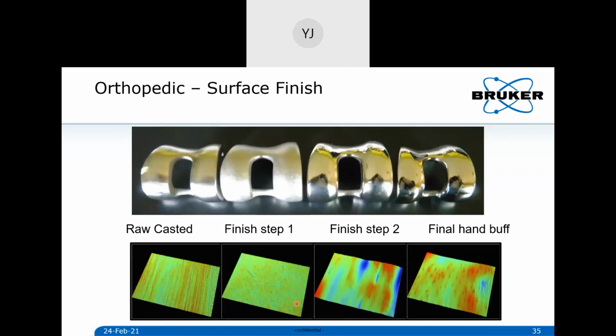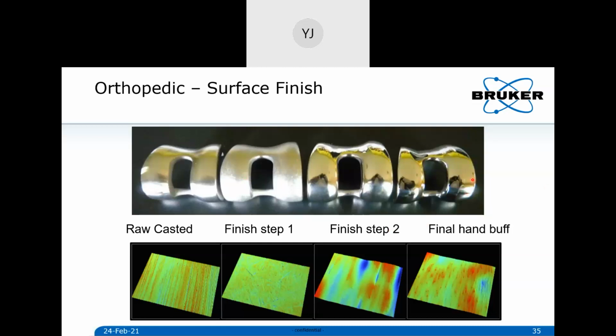Okay. A similar concept. This is for orthopedic substrate surfaces. Of course, this is not 3D printed, but these are cast surfaces or machined surfaces. You can see the raw casting surface, and then you have different steps: grinding, finish one, and then final buffing and polishing. These need to be highly controlled and highly repetitive. There are a lot of regulations.